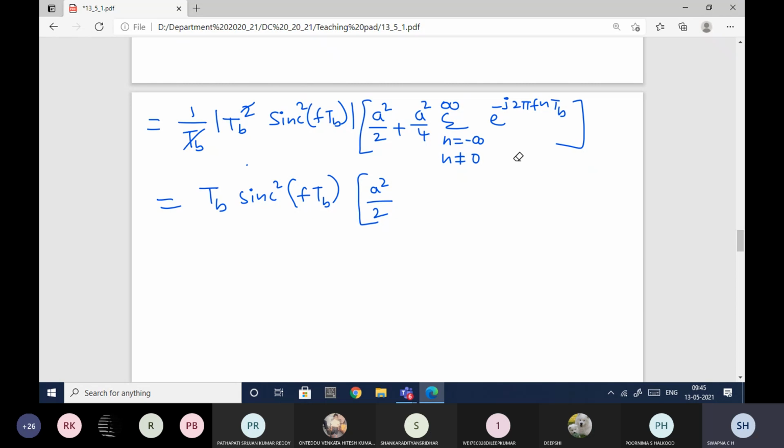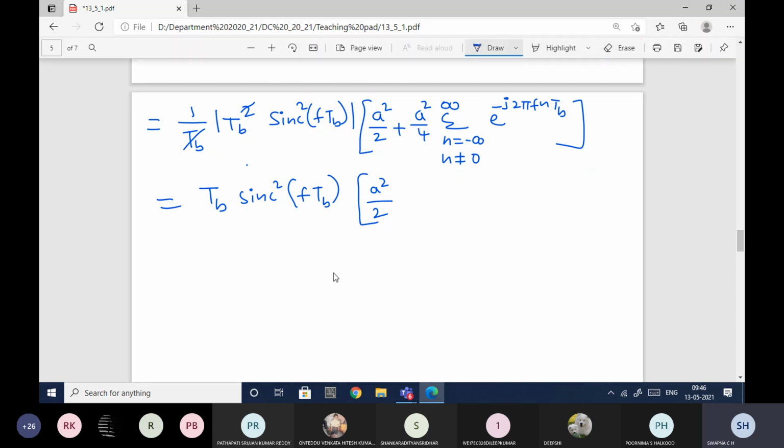Until here it is all concept, and from here it is all the basic mathematical substitutions. So A square by 2 plus A square by 4.